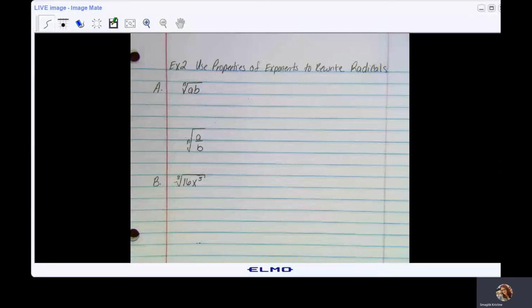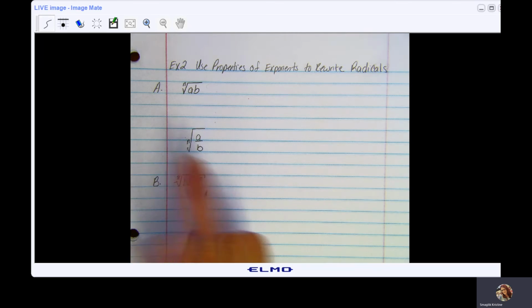In this video, we're going to take a look at topic 5.2, example 2, use properties of exponents to rewrite radicals. So in example A, we are just going to play around with our properties of exponents, rewrite, maybe move it back into radical form.